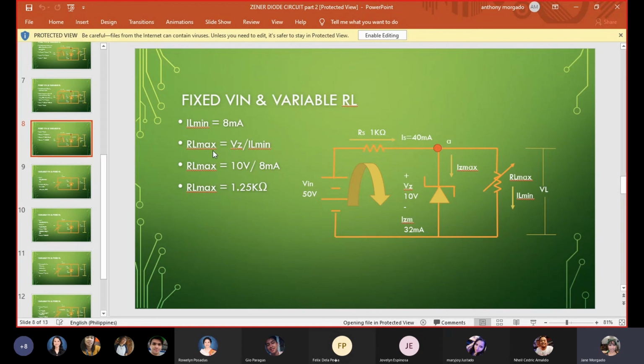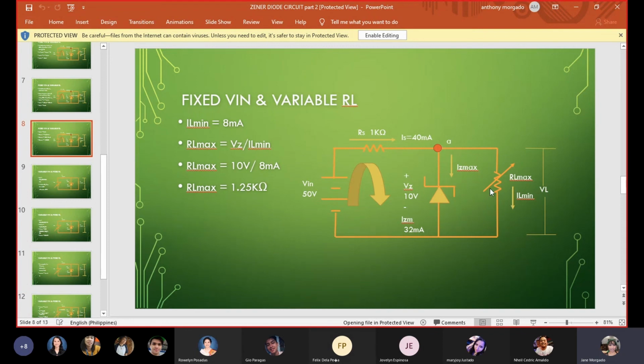V over I. V is equal to IR, so therefore R is equal to V over I. We have 10 volts over 8 milliamperes, so RL max is 1.25 kilo ohms. So therefore, we can turn the potentiometer from 250 to 1.25K. If you exceed RL beyond 1.25, your Zener diode can get damaged.